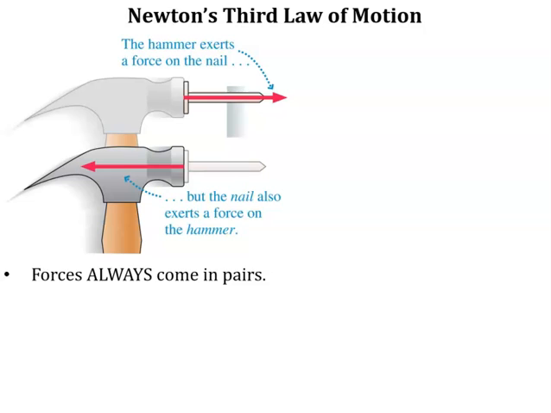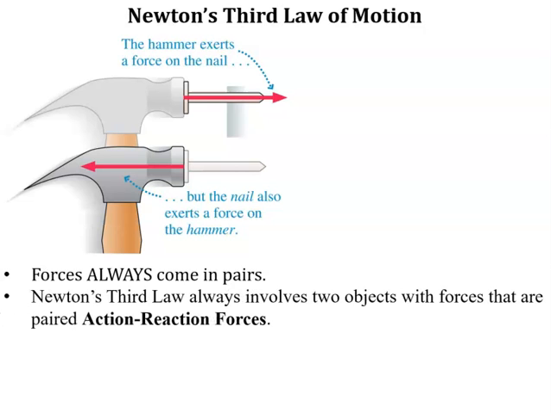When we're talking about Newton's third law, or about any force, forces always come in pairs. If you put your hand on the table, you touch the table, the table touches you back. You pick up a pencil, you touch the pencil, the pencil touches you back. All forces come in pairs.